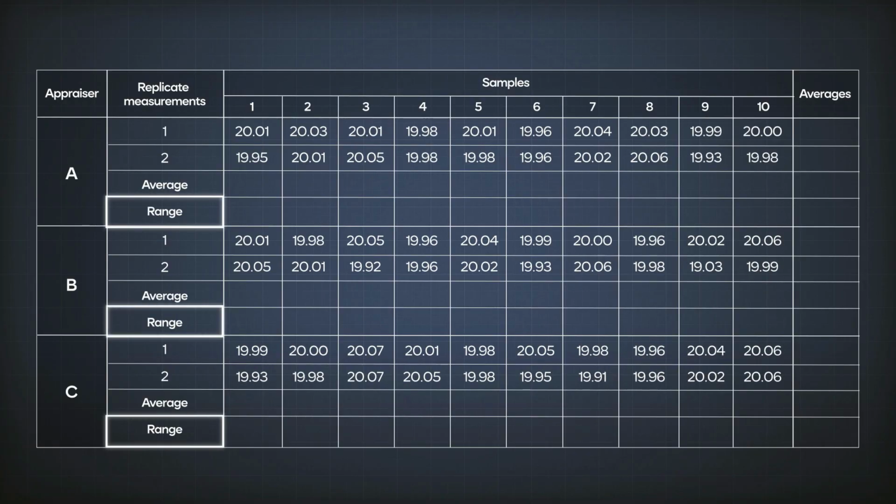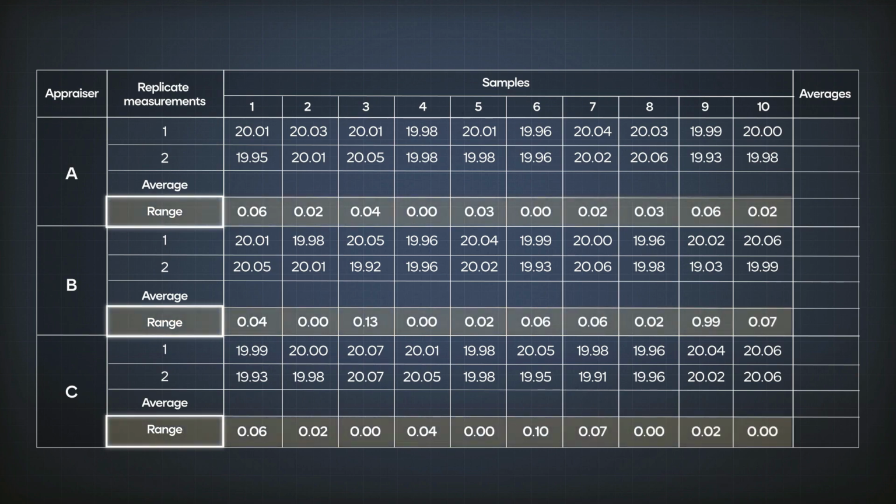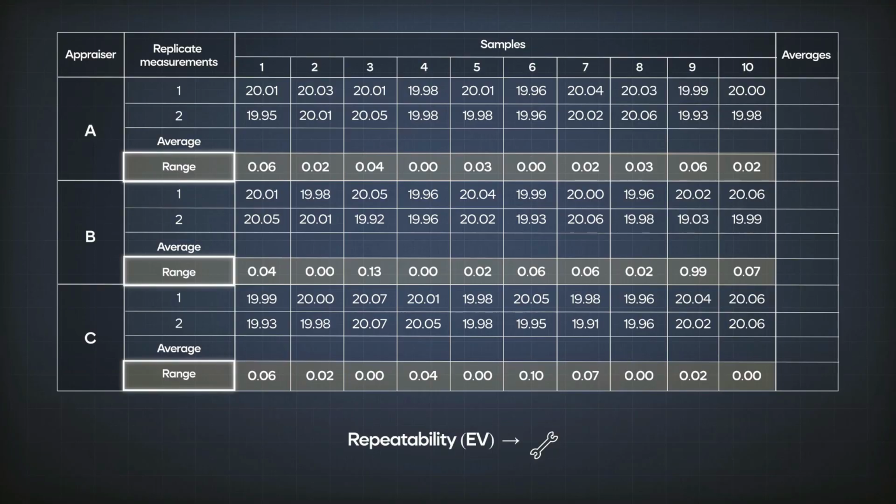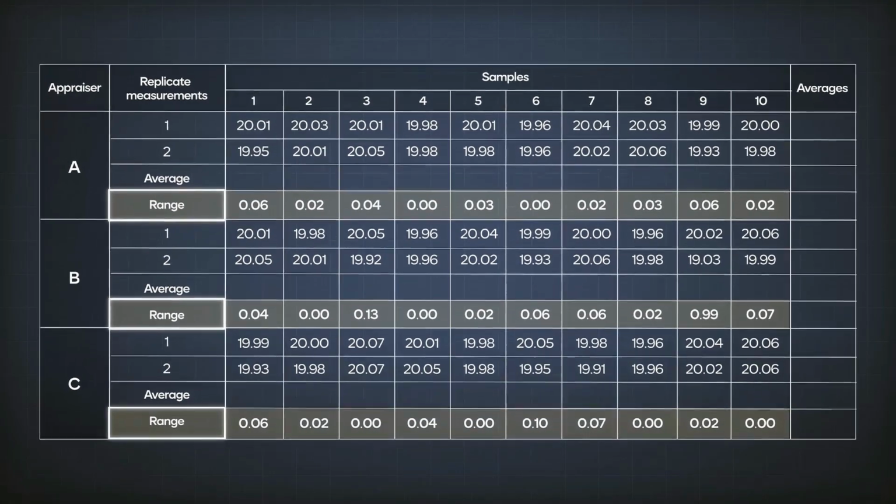The range is simply highest value minus lowest value. This range tells us how much variation occurs when measuring the same part repeatedly. At this point, we are mostly capturing repeatability, the equipment variation. Next, we average those ranges.